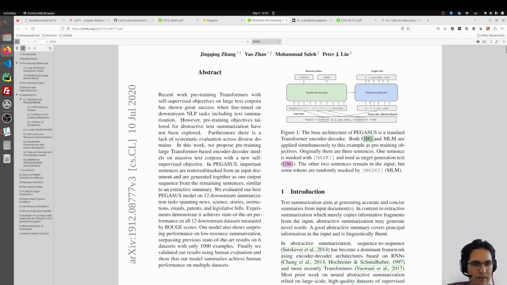They evaluated their best Pegasus model on 12 downstream summarization tasks, spanning news, science, stories, instructions, emails, and patents. Experiments demonstrated that it achieves state of the art on these 12 downstream tasks. So it is mainly for summarization. It's somehow getting the whole idea of the text that you're giving to the model, even though you are masking some of the tokens there. So it was like a training paradigm.